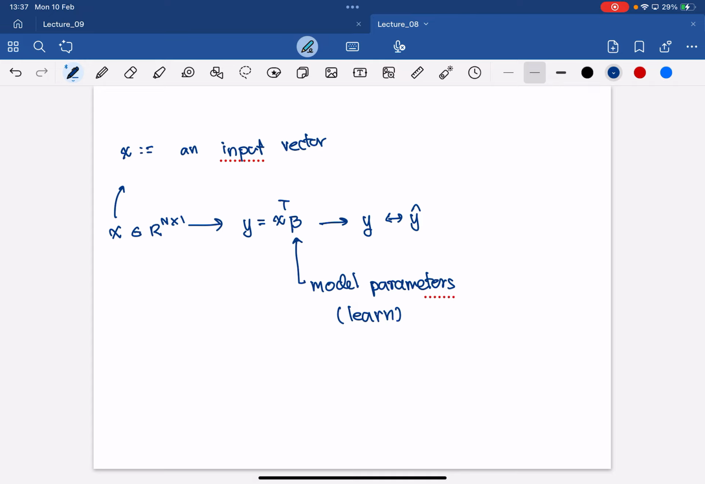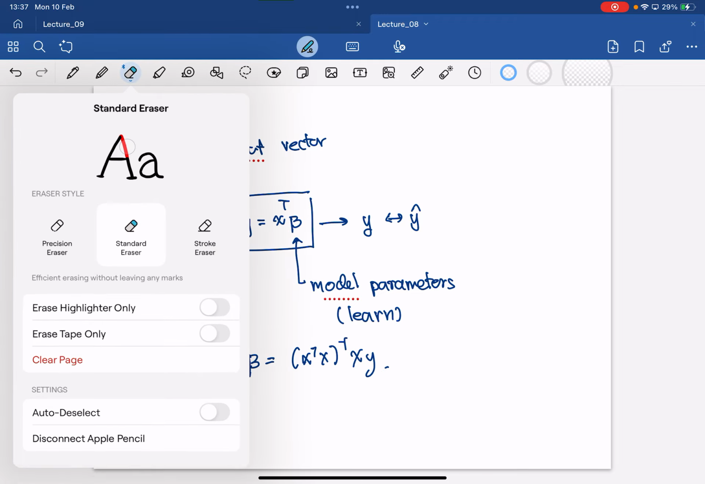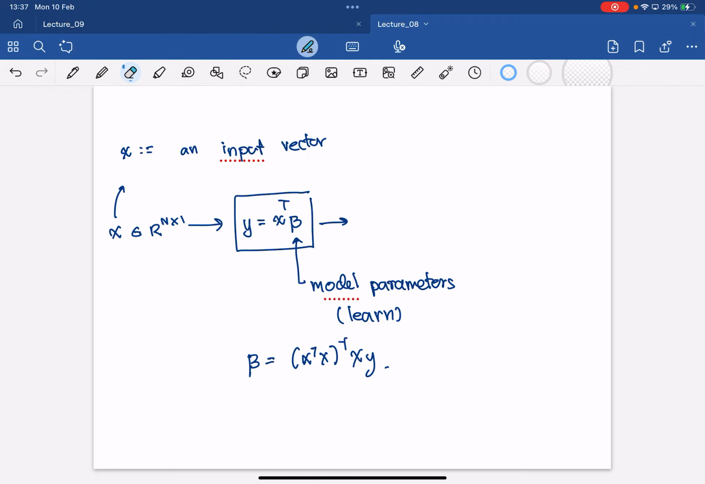Just to recap, if it was just linear regression, we can compute beta by a formula where we compute x transpose x inverse x. Is that right? I'm not sure. Beta is equal to x inverse y. Yeah. Yep. If it was just linear regression.